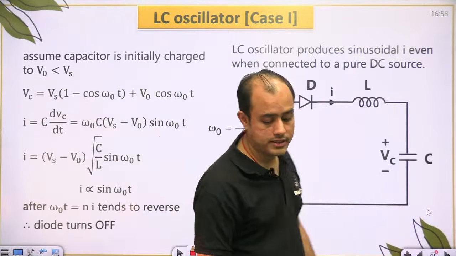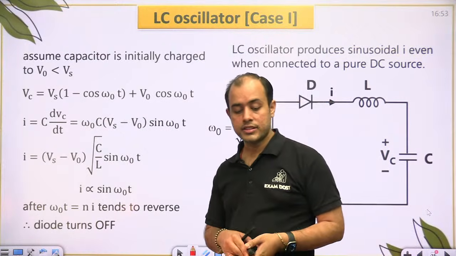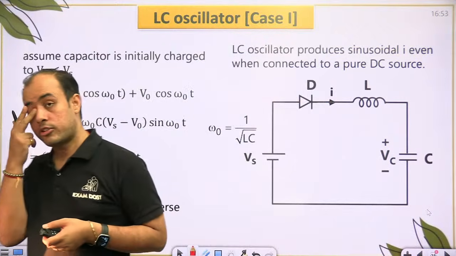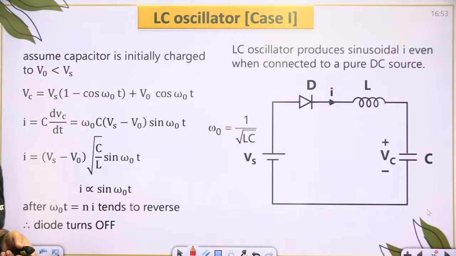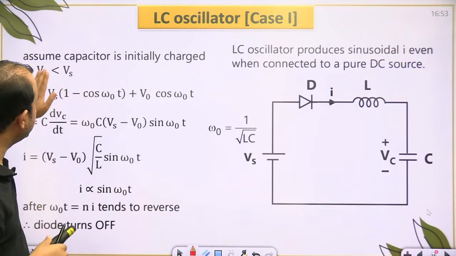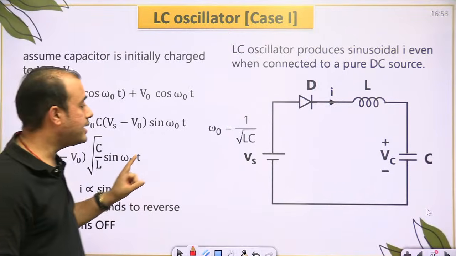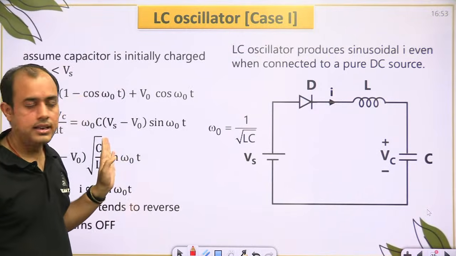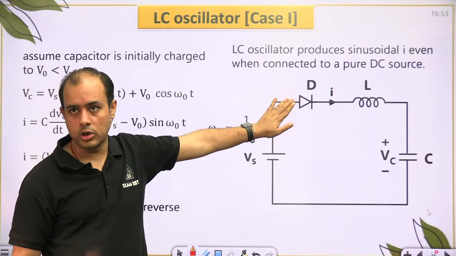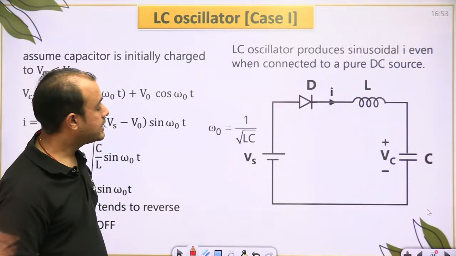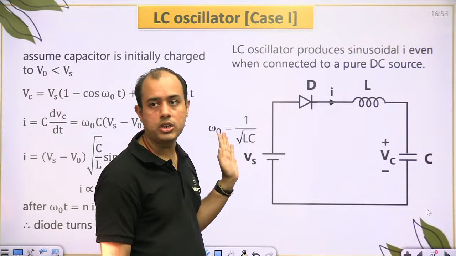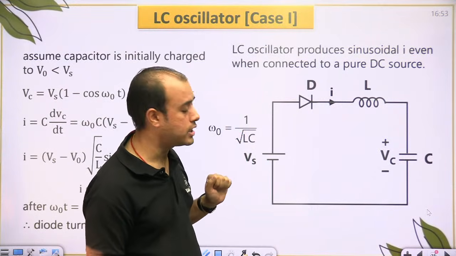Now LC oscillator beta. LC oscillator, first you have to understand how to form the equation. If capacitor is initially charged to a voltage V naught, and there is a supply Vs. Now forget about diode right now. Tell me beta, if I want to ask you the steady state, what you will do?